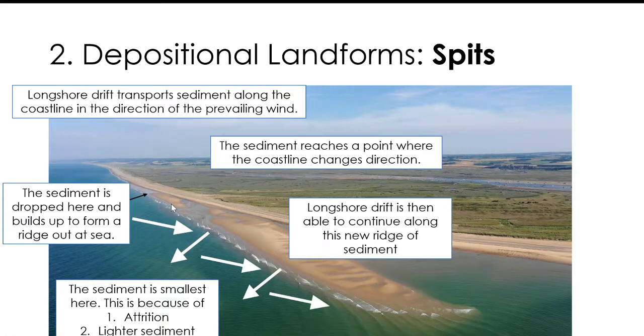Two reasons for that. The first one is that as this sediment is pushed along the spit, it's going to be subjected to attrition. So the banging together of the rocks as they're moving back and forth in the waves and being moved along the spit will cause them to break away, getting smaller and smoother. But then also there's the idea that lighter sediment is just going to travel more easily. So it will end up going further along the spit and ending up right at the end.